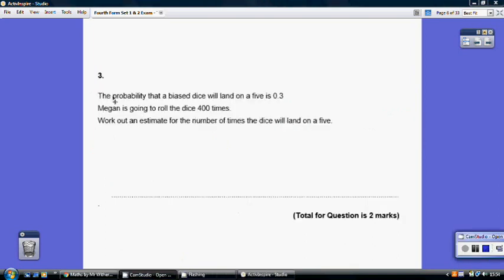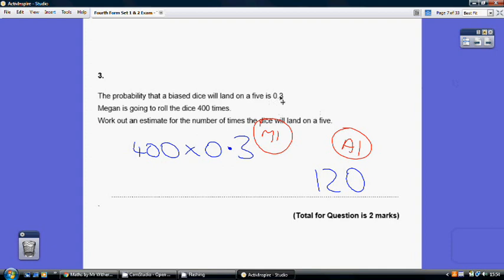Question 3. So the probability that a biased dice will land on a 5 is 0.3. Megan is going to roll the dice 400 times, work out an estimate for the number of times the dice will land on a 5. So if we roll it once, the chances of it landing on a 5 is 0.3. So if we roll it 400 times, it's going to be 400 times this. So simply 400 times 0.3, which is 120.